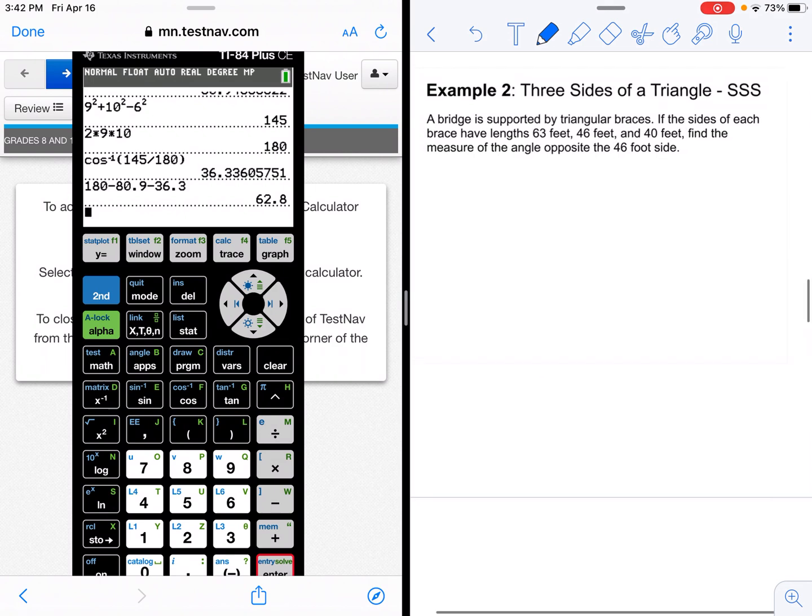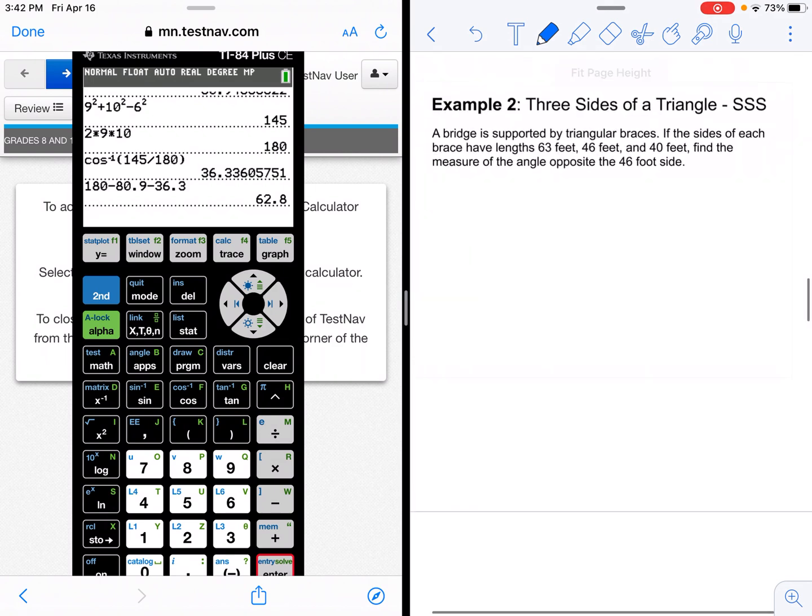A bridge is supported by triangular braces. If the sides of each brace have lengths 63 feet, 46 feet, and 40 feet, find the measure of the angle opposite the 46-foot side. So we want this angle, so we can just call that angle A.